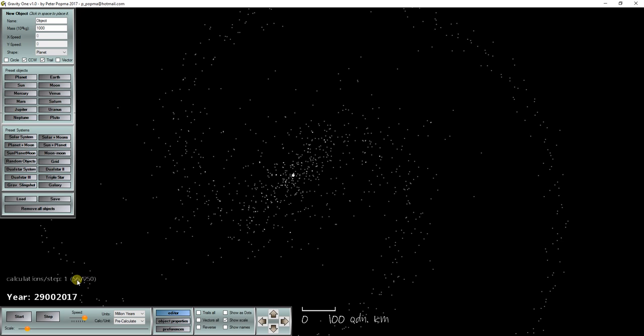Once the program has finished calculating all frames, it will start again from the first frame, only this time with a higher precision. Also note this number. Here is now the year instead of the date, and over here is the unit of a million years. Those units are more proper for working with galaxy simulations.